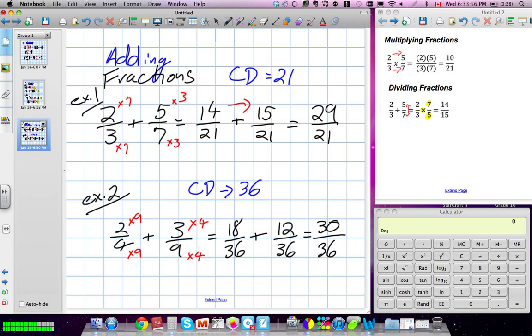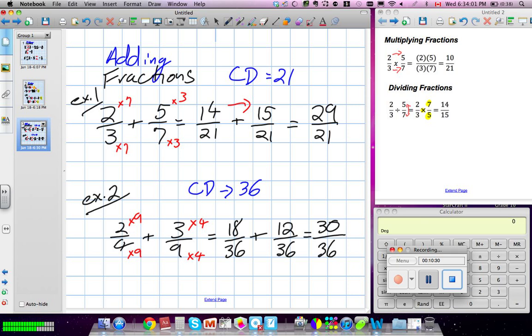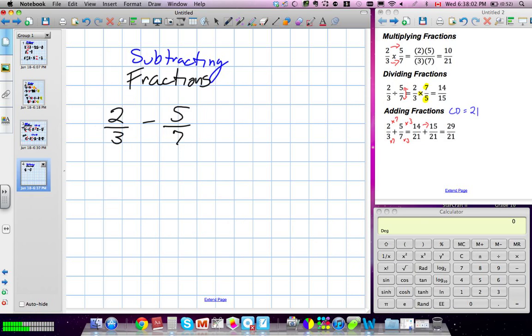So we put up our adding fractions rule. Finally, subtracting fractions. Well, there's one rule that's going to be the exact same as adding. What did we have to do in adding in order to add them? We had to get a common denominator. So what's the common denominator here? We already figured it out in our adding question. 21. That's right. So what do I got to multiply these by? 7 and 3. Good.